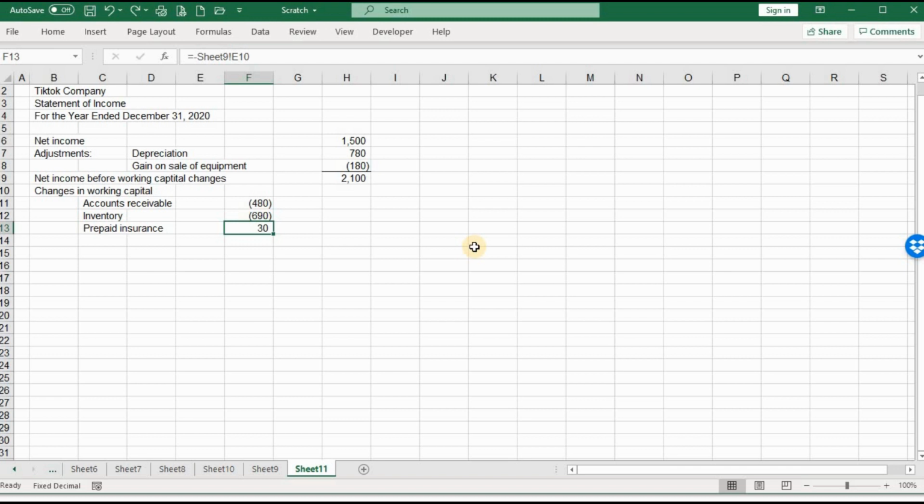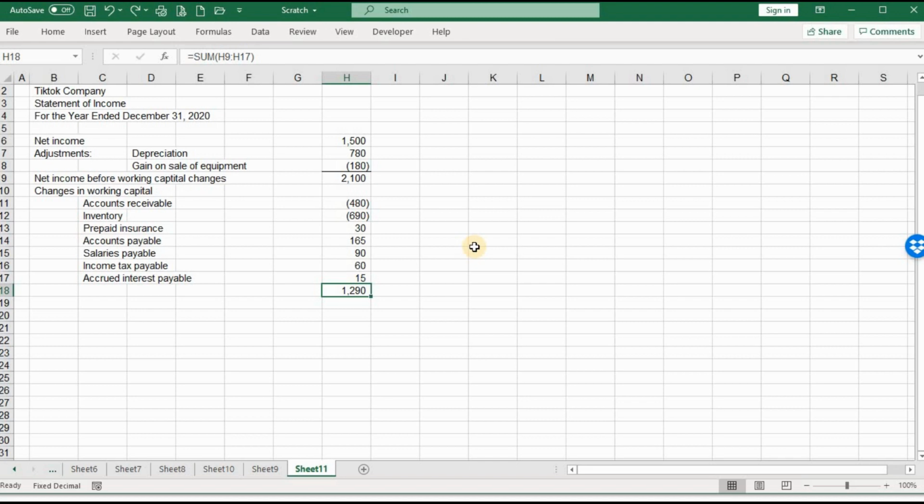Let's start with accounts payable. Accounts payable has an increase of 165. That's why cash and cash equivalent is also increased by 165. Next is salaries payable, 90, increase. Income tax payable, increase of 60. And accrued interest payable, increase by 15 pesos. So, let's get the total of 2,100 and the effect of the changes in working capital. And this is 1,290 pesos.